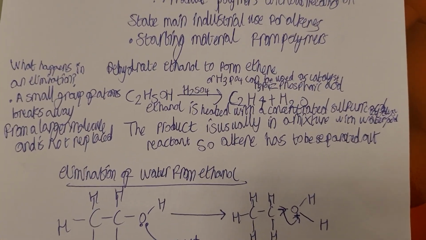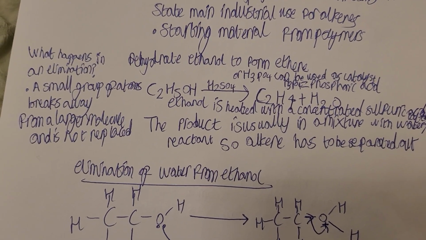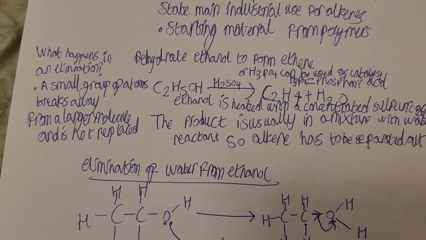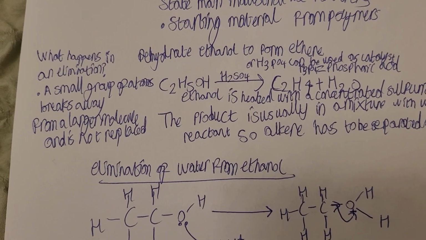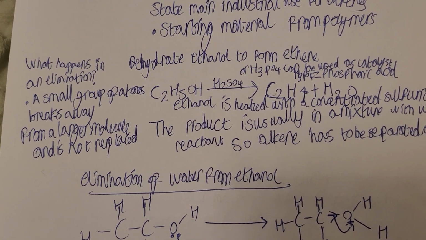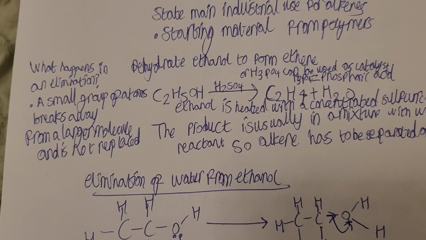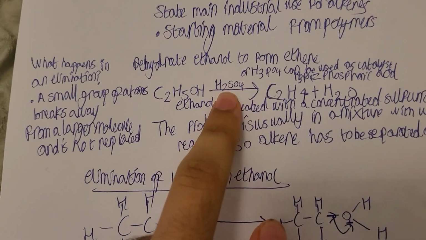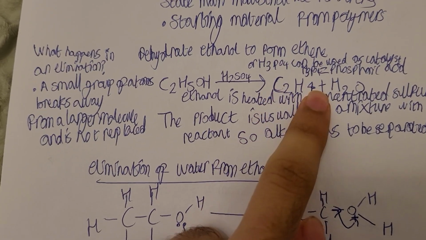So we can dehydrate an alcohol to form an alkene. Basically, that's what we're doing: alkene and water. So we dehydrate ethanol to form ethene, C2H5OH, arrow, and you can see H2SO4 is on the arrow because this is the catalyst. So we need to use this and react it to form ethene plus water.